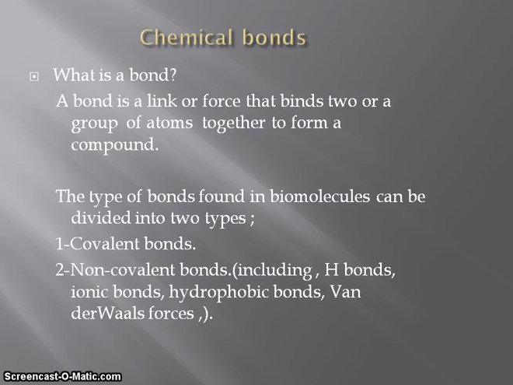Now, what is a chemical bond? A bond is a link or force that binds two or a group of atoms together to form a compound. The types of bonds found in biomolecules can be divided into two types: covalent bonds and non-covalent bonds, including hydrogen bonds, ionic bonds, hydrophobic bonds, and van der Waals forces.